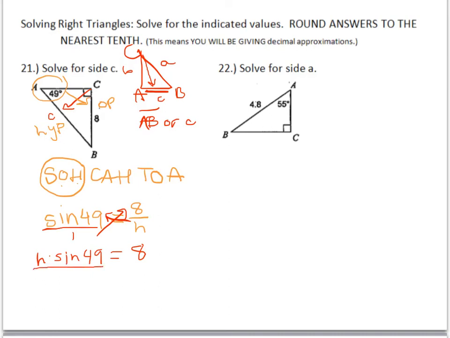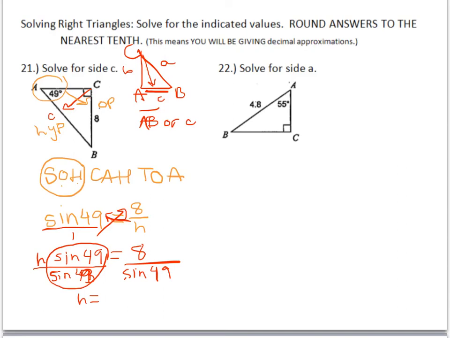Okay, we got to get h alone. Sine of 49 is a single number, just like 3 is a number. This one just happens to be uglier. I don't know why I put 43. Oh, because I said 3. Okay, sine of 49 divided by sine of 49 is 1. h times 1 is h.